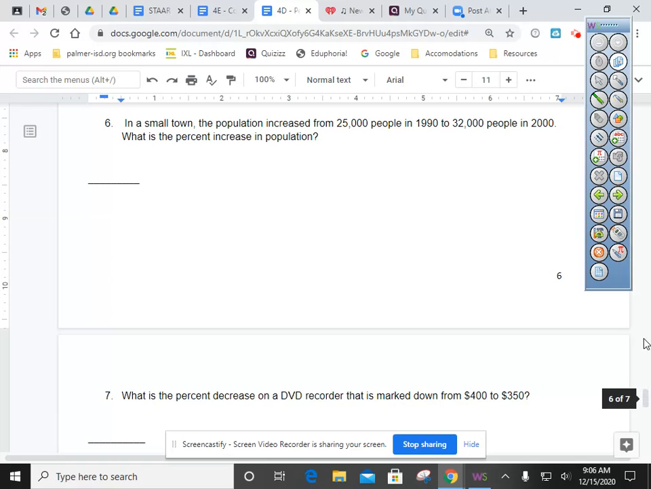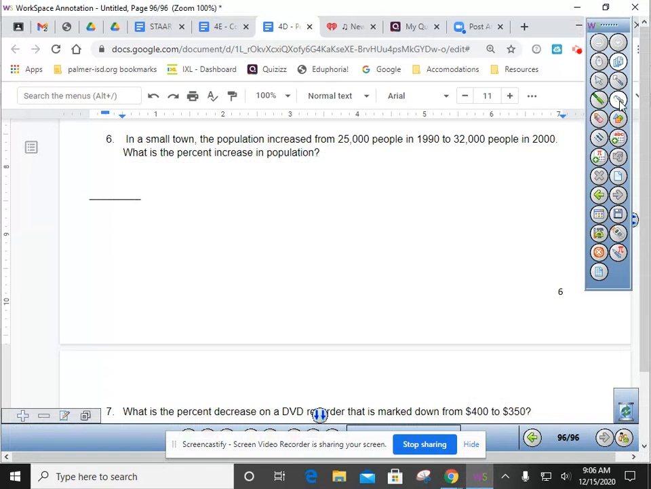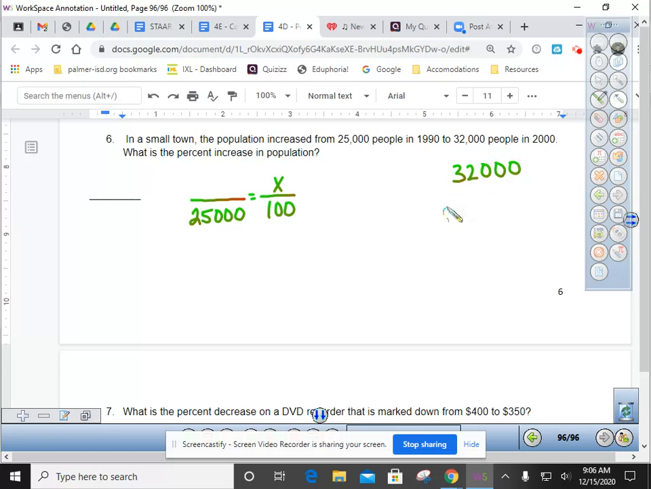Number 6. In a small town, the population increased from 25,000 people in 1990 to 32,000 people in 2000. What is the percent increase in population? So you wrote a proportion, and it was 25,000. How do we find out what goes above the 25,000? Subtract. Good job. 32,000 minus 25,000. What I did is I just did 32 minus 25 and added the zeros back.